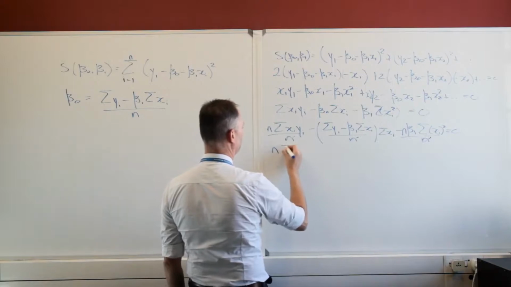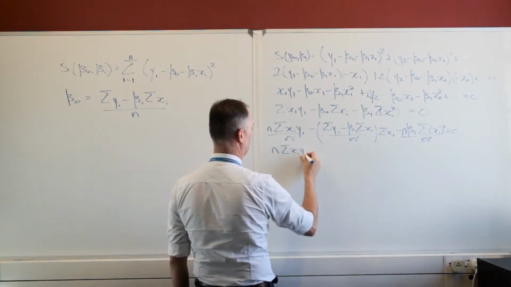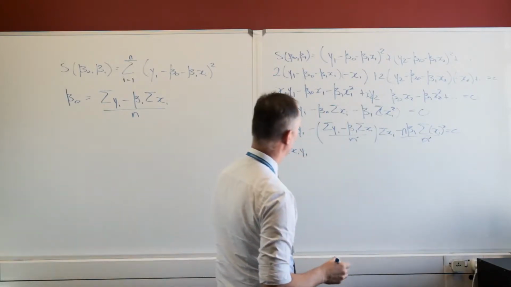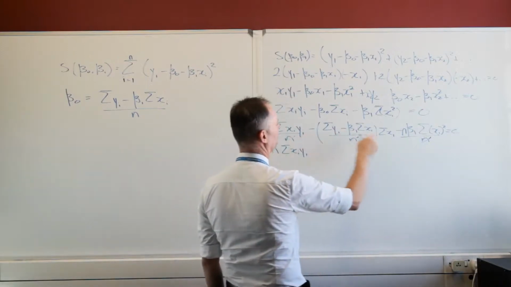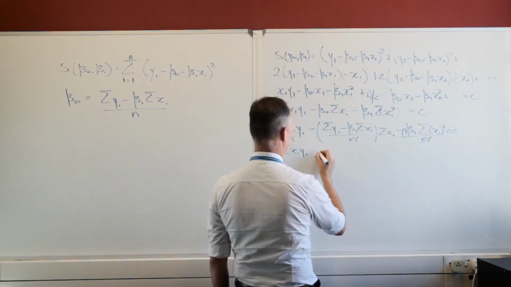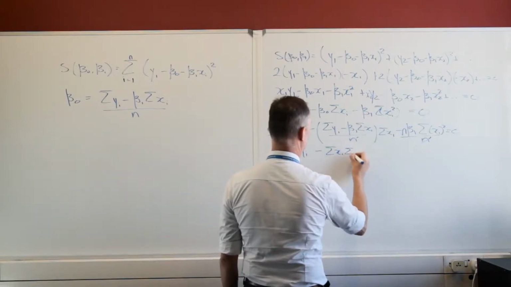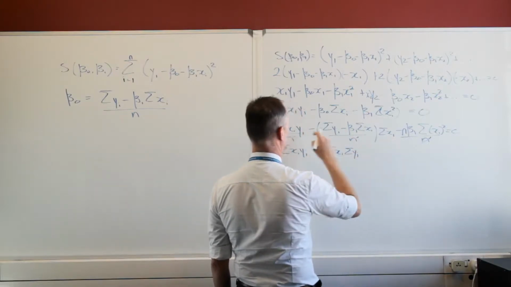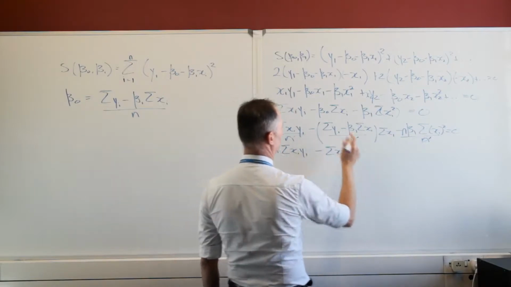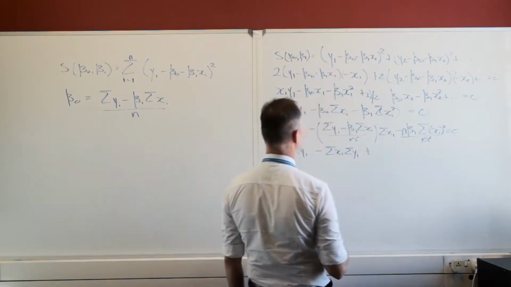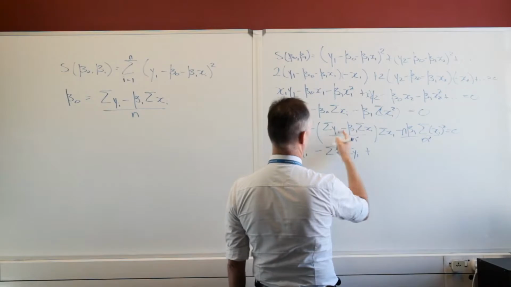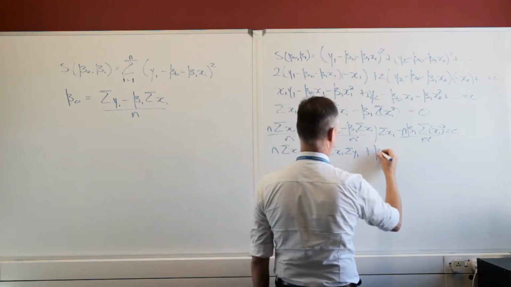So I have n times the sum of x sub i, y sub i. Now I've got to be very careful what I do here. I've got this negative here and that, so don't make a mistake. So that is going to be negative the sum of x sub i, sum of y sub i. So I've multiplied that in there. I have negative times a negative, which is a positive. No problem there. I have my beta sub 1 there.